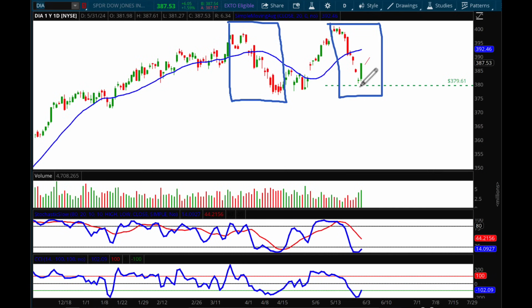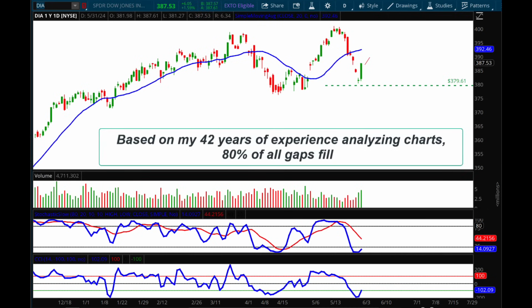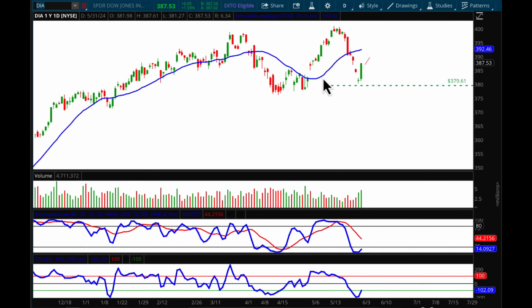You can see that this is a bounce that has occurred after the gap here has filled. Remember, 80% of the time gaps fill, and then after gaps fill, 80% of the time, the prices reverse. And that's exactly what we have happening right here.